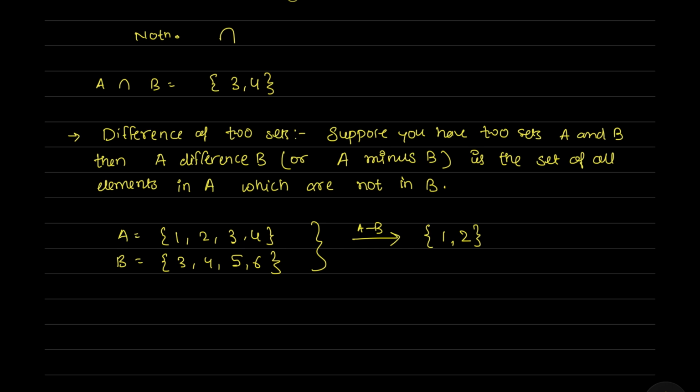Okay. Now understand this. Basically, the difference of two sets is, you have a set A, and from this set A you are removing all the elements which are present in set B. So as per this example, A minus B will be equal to 1 comma 2.